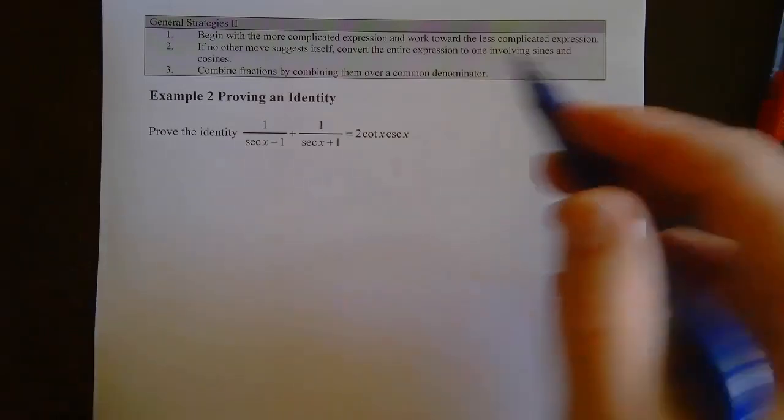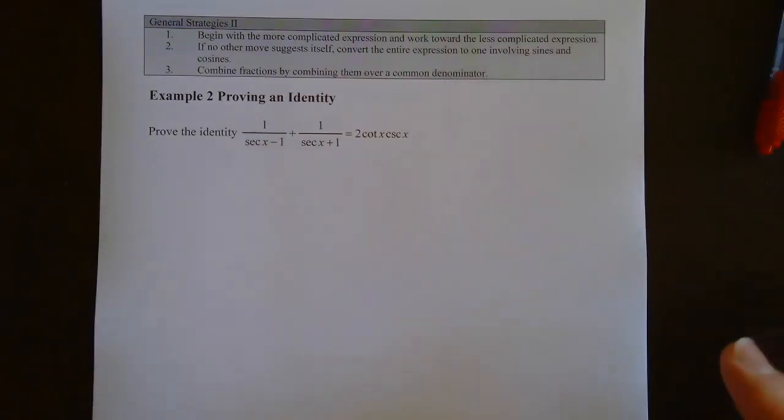So that's like a last ditch effort. You have no idea what to do, switch it to sines and cosines. So if you see tan x, you switch it to sine x over cosine x. We actually did that on the last problem.